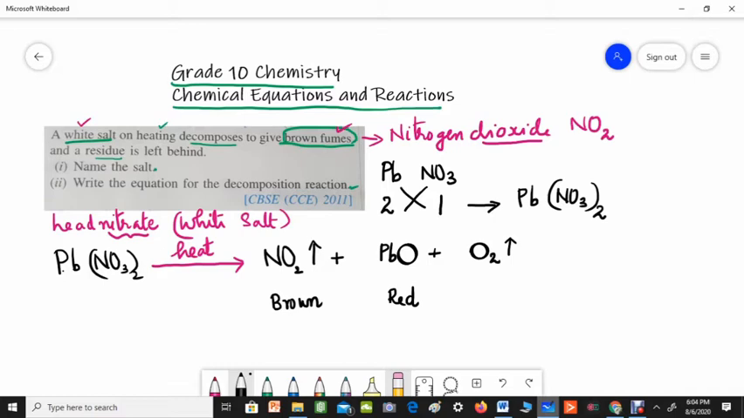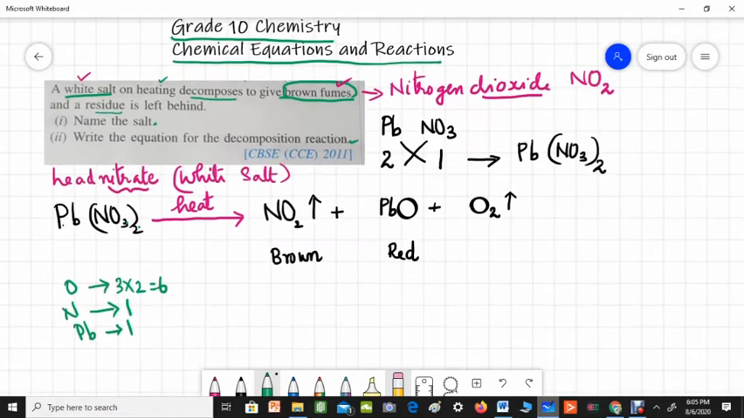So when I'm looking at the reactant side, I'm taking the oxygen atoms number now. How many oxygen atoms are there on the reactant side? 3 into 2, so there are 6 oxygen atoms. Now, what about the nitrogen atom on the reactant side? Only 1. And what about lead? It is 1. So these are the number of atoms in the reactant side.